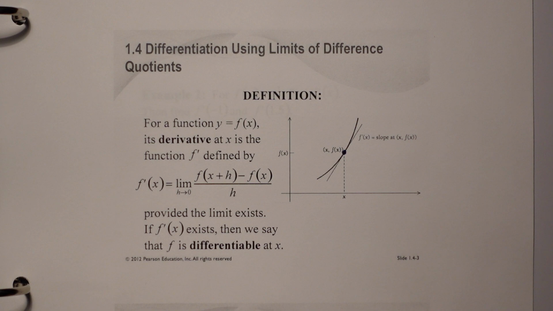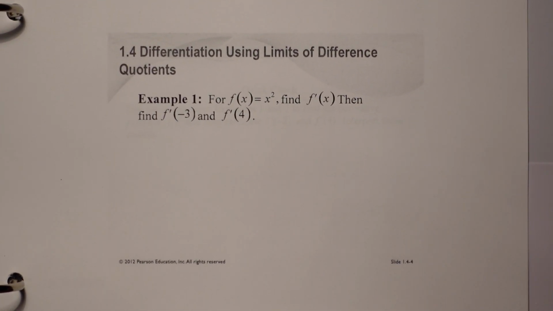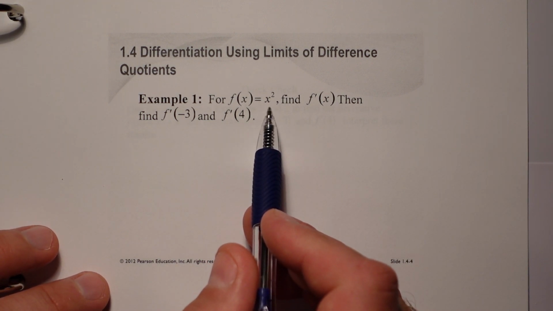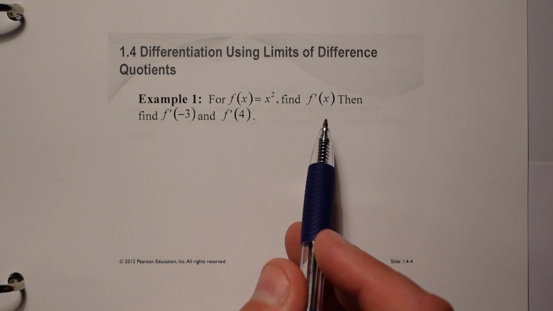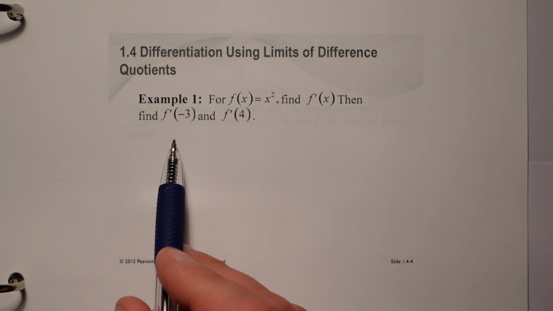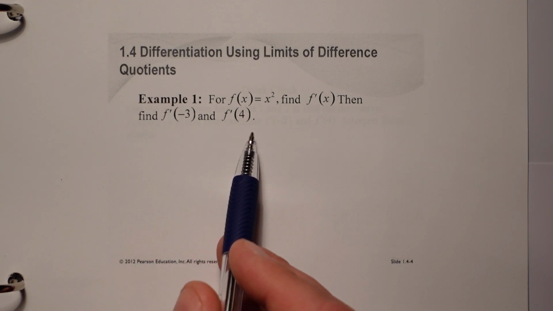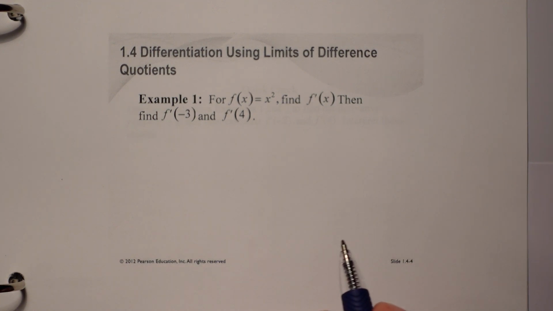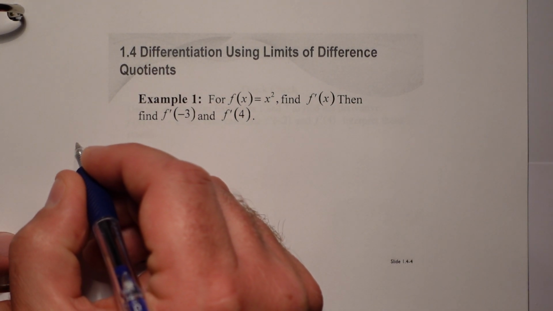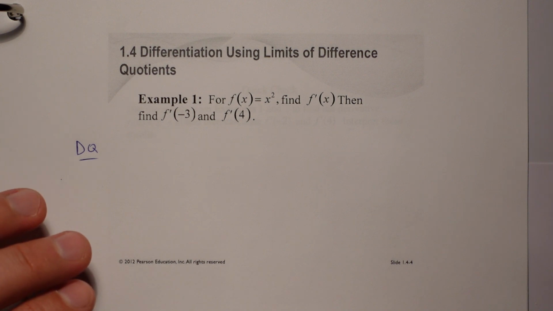Let's go ahead and look at our first example. So down at the bottom of page 2, they give us this function f of x equals x squared. They ask us to find f prime of x, that's its derivative, and then find f prime at -3 and f prime at 4. This process starts by finding the difference quotient. And this is something we already know how to do. We learned how to find the difference quotient back in section 1.3.